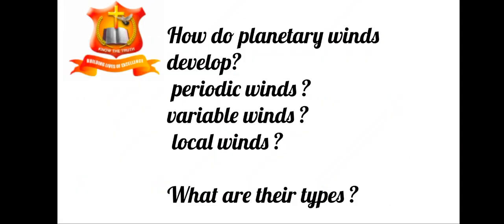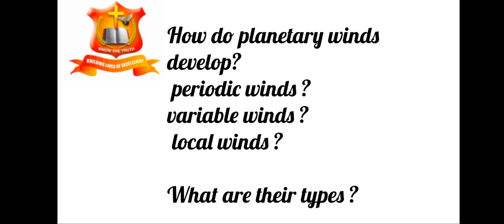Now, how do planetary winds develop? So, planetary winds blow in a definite direction throughout the year, from subtropical high pressure belts to equatorial low pressure belts. Got it?